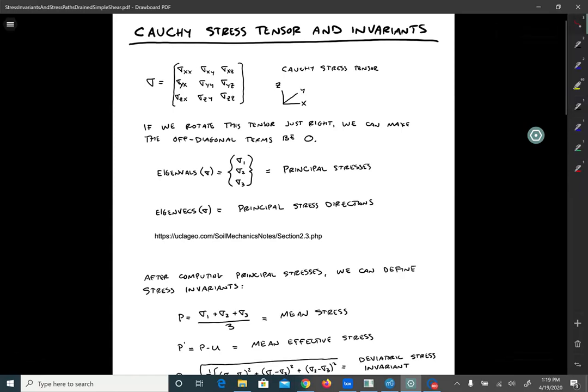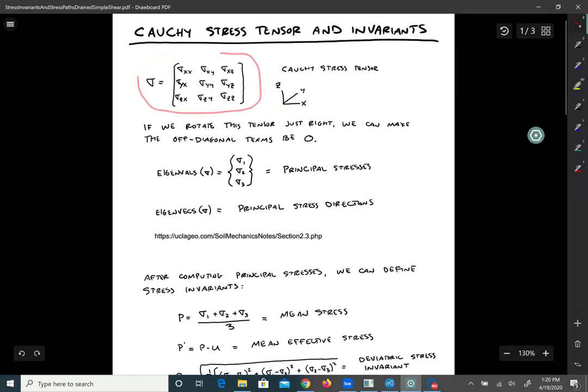I think this is basic, and probably repeating some information you already know. But it's important to revisit it because geotechnical engineers are often a little bit cavalier about how they handle stress. So we need to really review the fundamentals here so that we know exactly what we're talking about. So here's the Cauchy stress tensor.